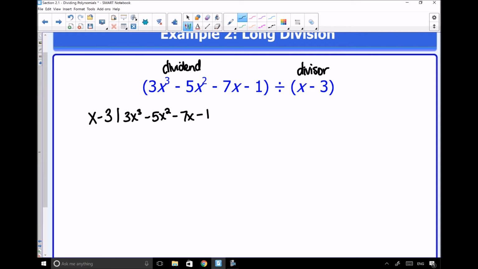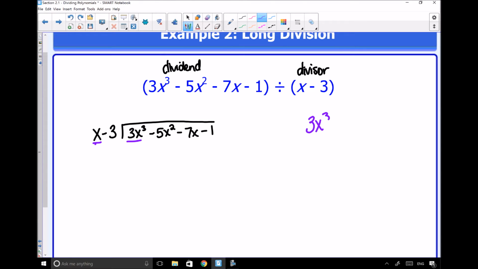Now, when I do any type of long division, this number right here, this dividend, has to be written in descending order. So am I going from the highest exponent to the lowest exponent? Absolutely. So I can go ahead and do my division. So let's figure this out. How many times does just this x go into 3x cubed? So I'm going to divide 3x cubed by x. And I'm going to see that it goes in 3x squared times.